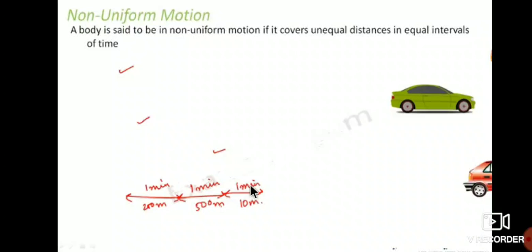But when you go to the third one, in the third minute the car covers only 10 meters. So that means there is a lot of variation in distance, but the time will be the same. So in an equal interval of time, the body covers unequal distance. This is called non-uniform motion. So don't forget this. At the end I will recall once again.